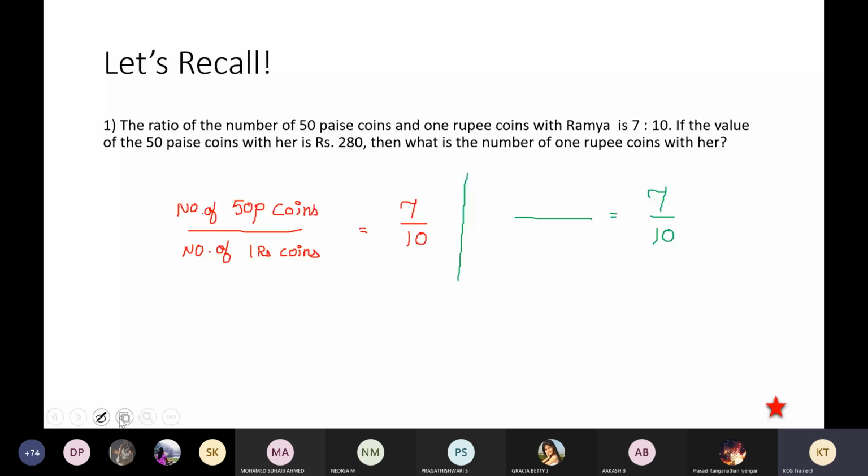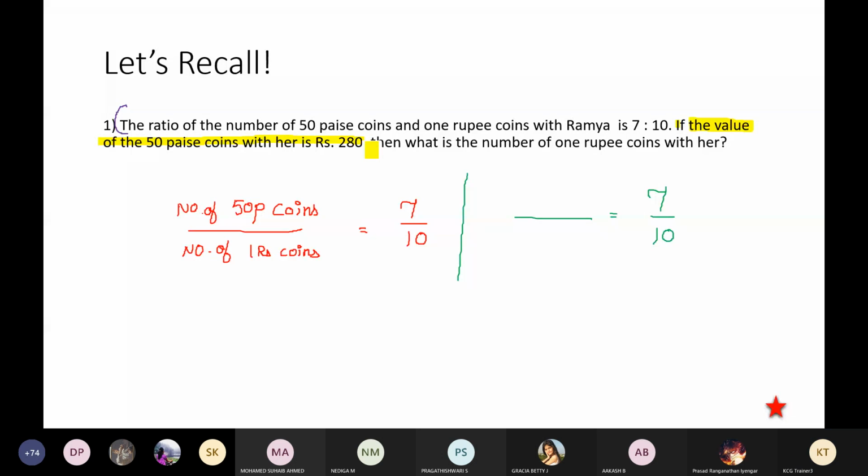Okay, listen carefully. What does the first statement say? The number of 50 paise coins to the number of 1 rupee coins is in the ratio 7:10. Clear? Done. But the data given here in the second line, it's not the number of coins, it's the value of coins.